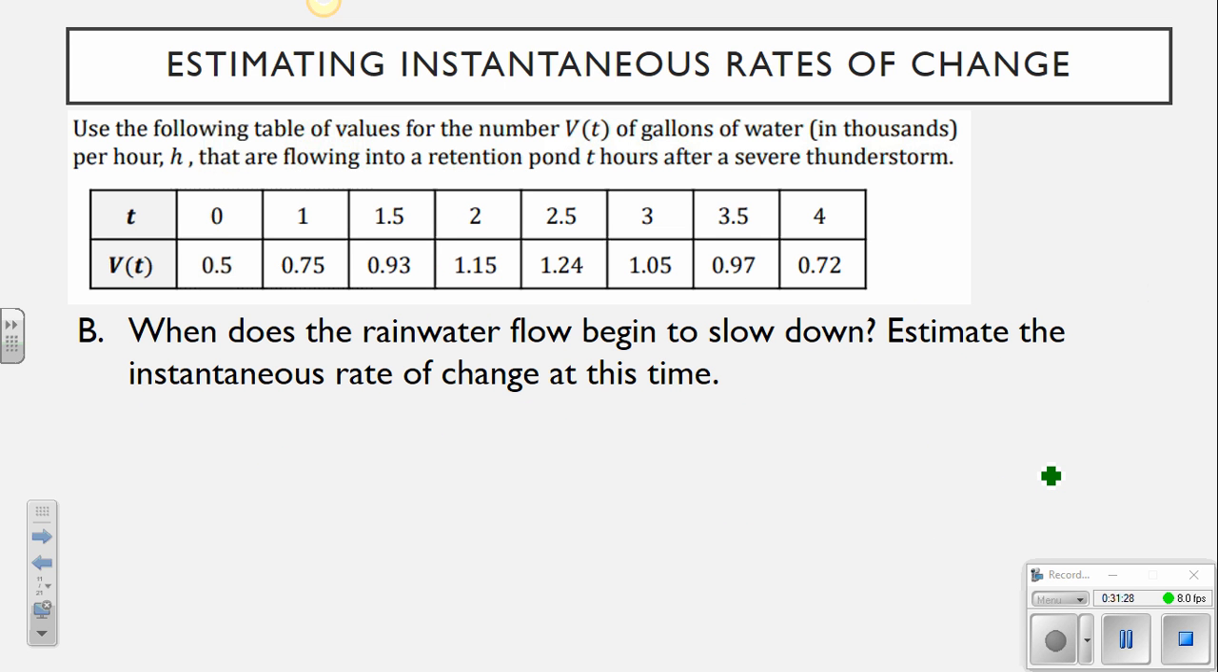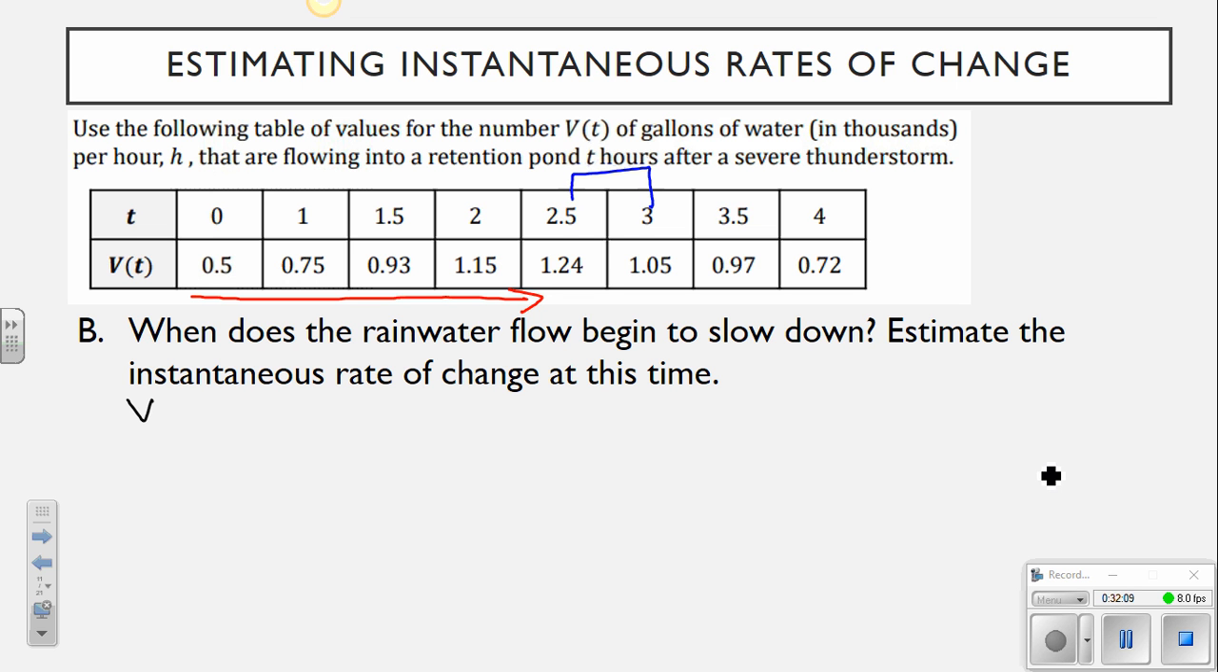When does the rain flow or rainwater flow begin to slow down? Estimate the instantaneous rate of change at this time. So take a look at the table. When does that number of gallons start to decrease? Do you see that it's increasing to start with? And then when does it stop? Sometime between what? You don't know if it's going to be starting to slow down closer to 3 or closer to 2.5. But it's happening somewhere in that time frame, correct?